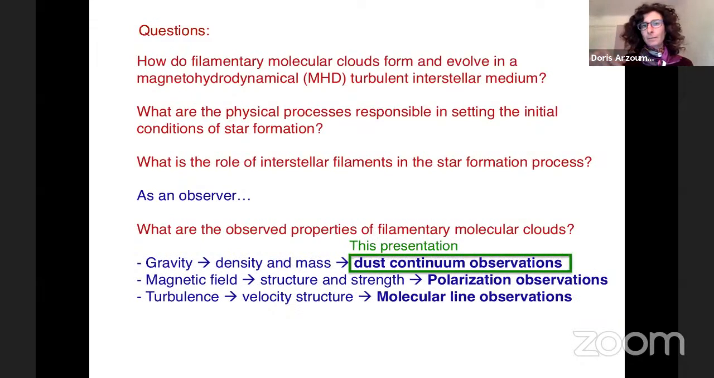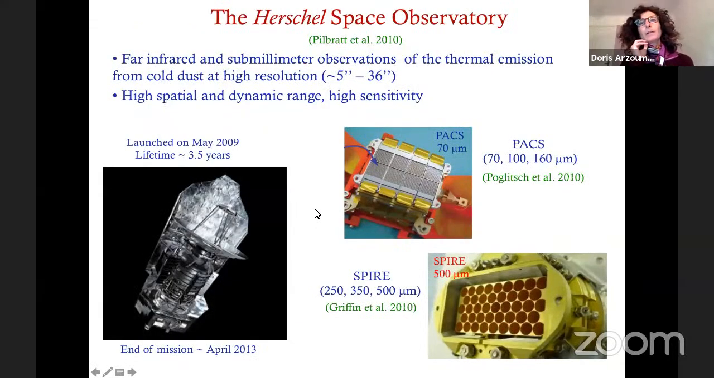And so for the following of this talk, I will mostly present observations of dust continuum and try to explain what information we can derive from dust continuum observations. And so for that, I will present observations made by the Herschel Space Observatory, which is a space telescope launched in 2009. And it has two detectors, PACS and SPIRE, and it observes simultaneously at multiple wavelengths.